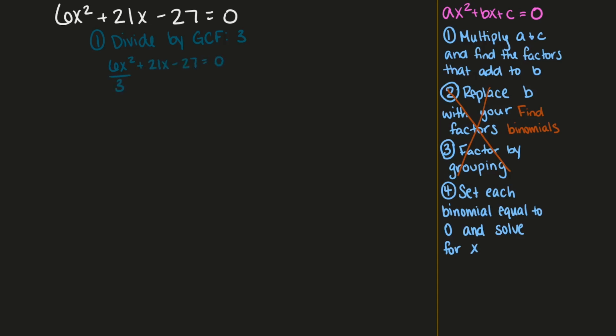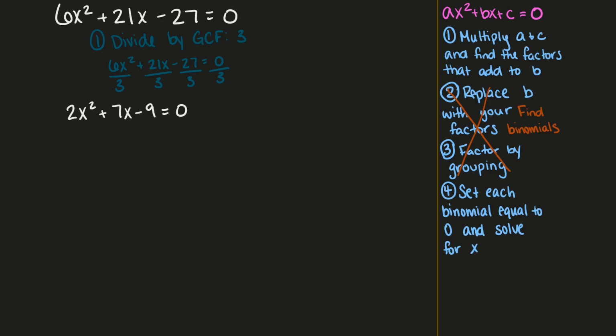So 6x squared gets divided by 3. 21x gets divided by 3, negative 27 gets divided by 3, and 0 gets divided by 3. So now this leaves us with 2x squared plus 7x minus 9 equals 0. Now remember, I can do 0 divided by 3. I cannot do 3 divided by 0. This is just a fraction. 0 out of 3 is always going to be 0. But 3 pieces out of 0 is undefined. So I can do 0 divided by 3. I just get 0.